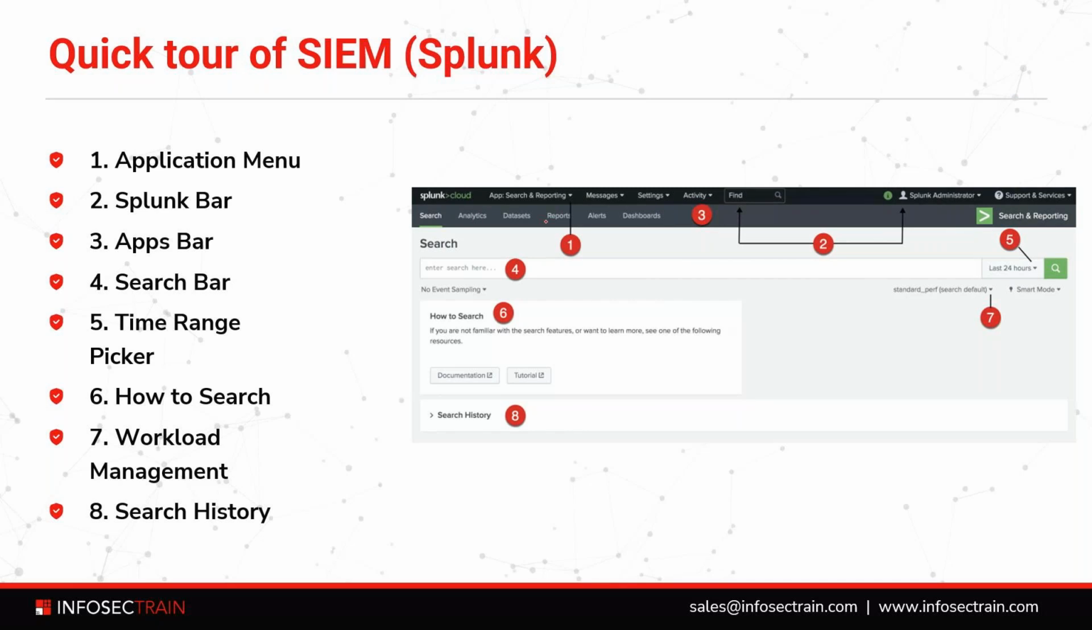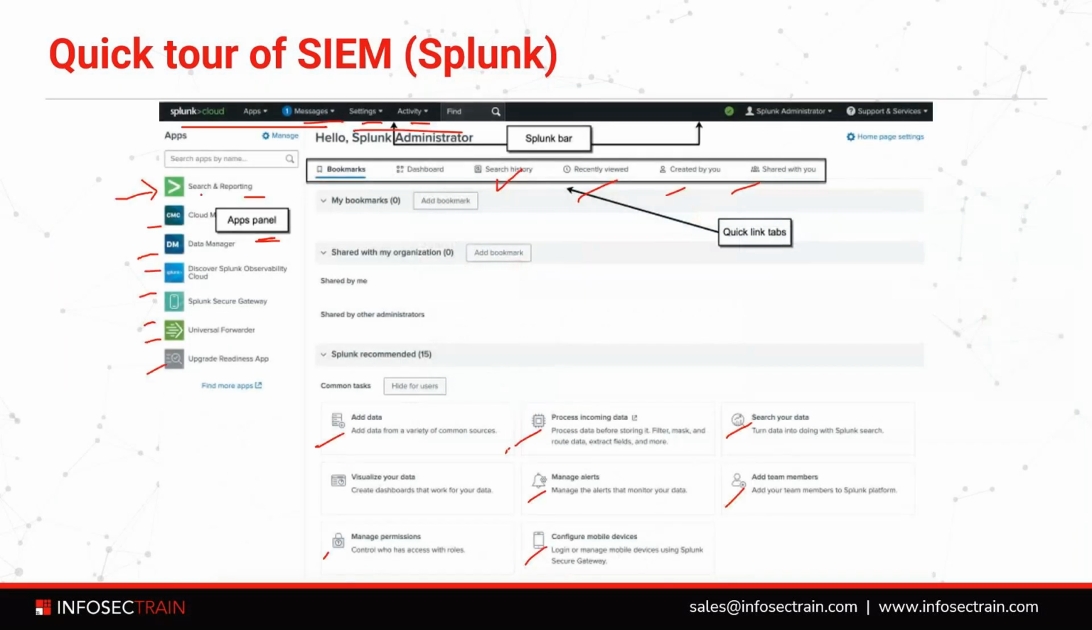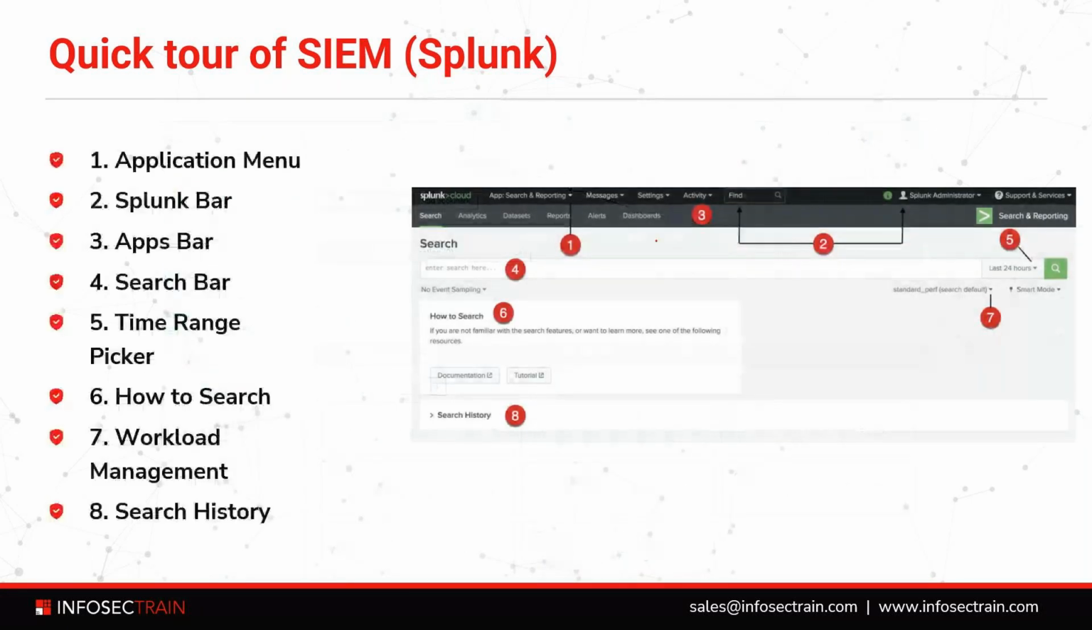Whatever application you have selected, for example if you select search and reporting from here, you click on search and reporting, then this will open and give the options of that application which you have selected, which is search and reporting. Okay, so third represents the application bar, this one. The application bar navigates between the different views in the application you are in. For the search and reporting application, the views are search, analytics, datasets, reports, alerts, and dashboard.